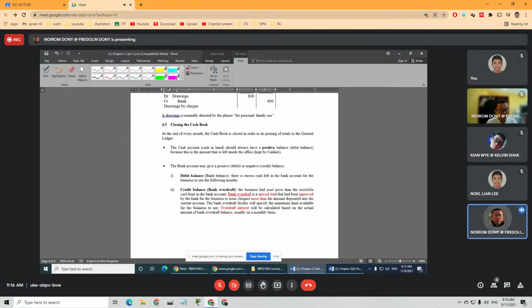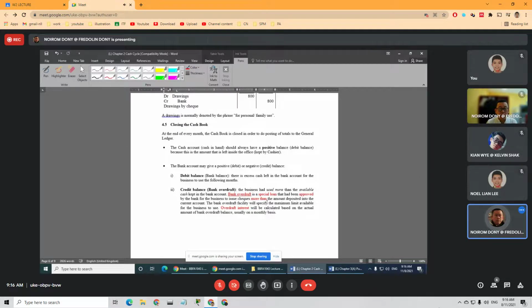The interest on the bank overdraft is very high, so that's why the business tries not to use this bank overdraft facility. But if the need arises and they have no choice, they have to use the bank overdraft facility. So it is a special loan.